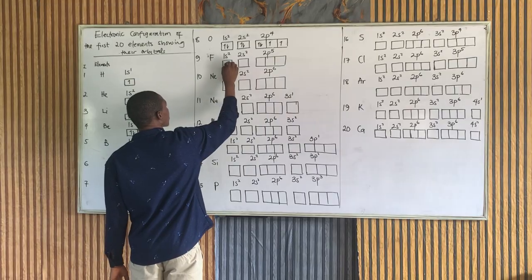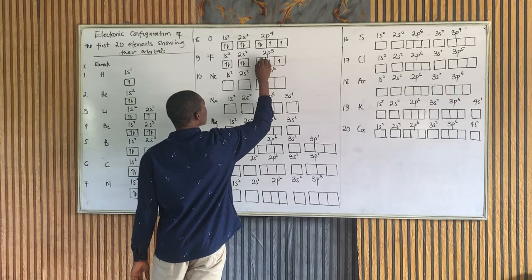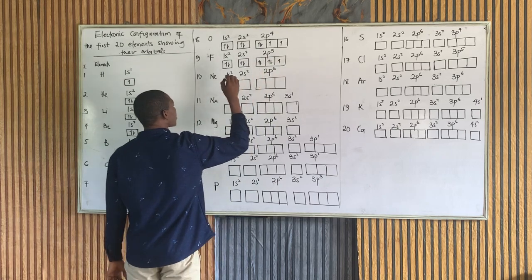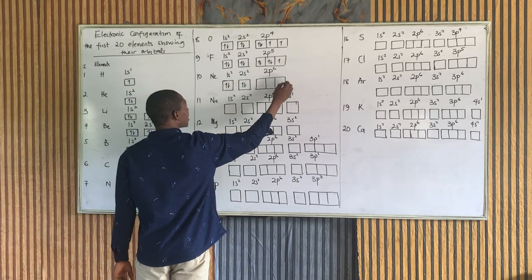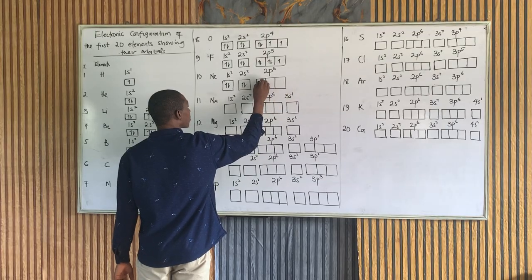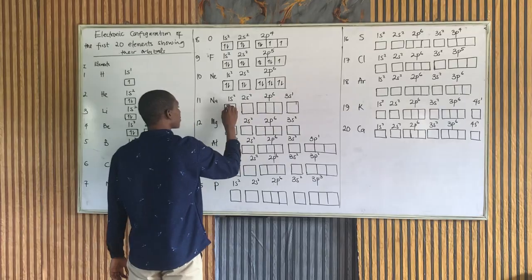So you fill singly first before you start pairing. When you finish any of that, you want to put 6 here, you put 1 in each, then you start pairing. That's how it goes.